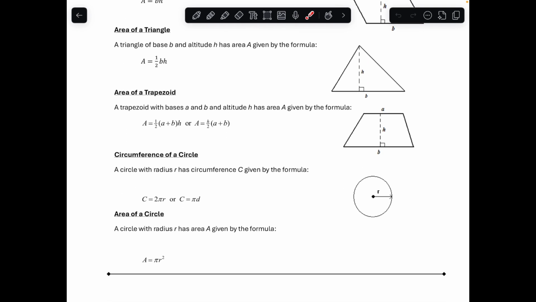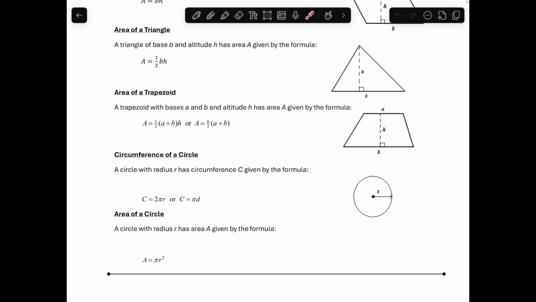Then the area of a trapezoid is going to be a little bit more involved. It is 1/2 times the quantity a plus b, where a and b are the two parallel sides, and then times h, which is its height. Then finding the area of a circle is just going to be pi times the radius squared. And if you wanted to find the circumference of a circle, it's just going to be 2 times pi times r. The circumference is just a fancy way of saying the perimeter of a circle.